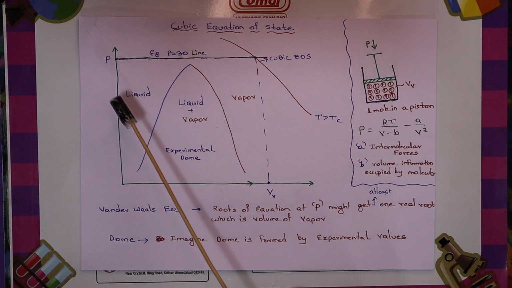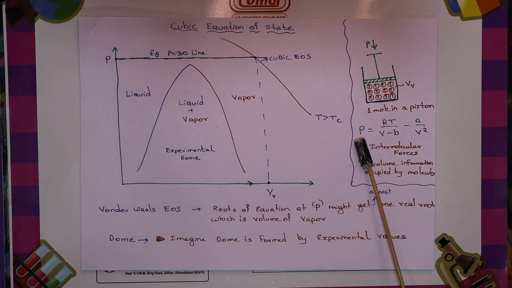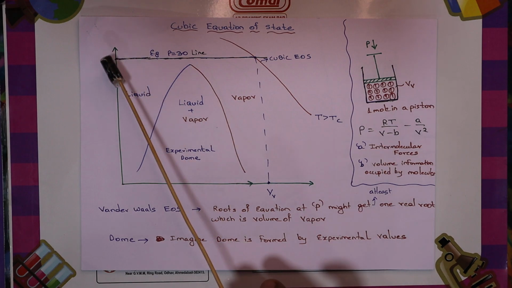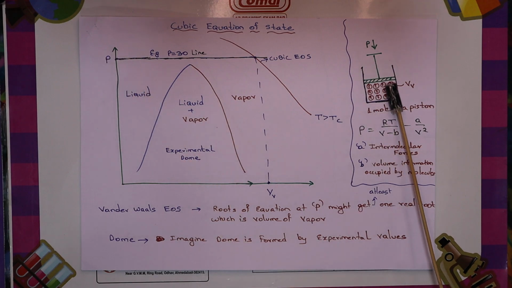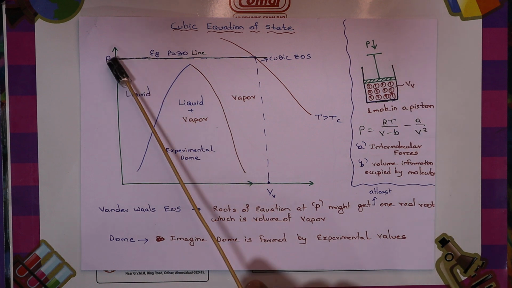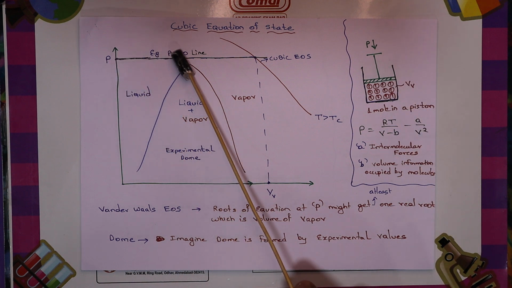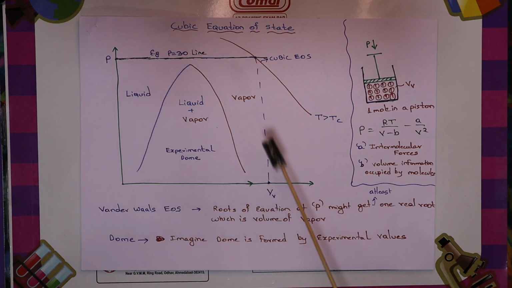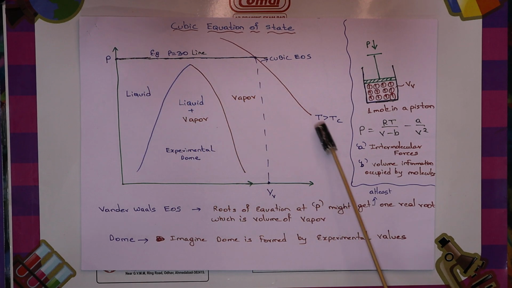What are the roots of this particular equation? Assume I am trying to calculate the volume at a certain pressure and temperature. The pressure is fixed, so you have to draw a horizontal line at this particular pressure. You wanted to find out the volume. So this particular line is a temperature line.